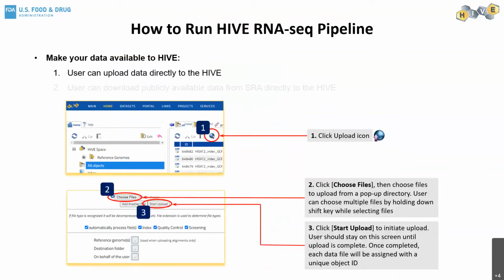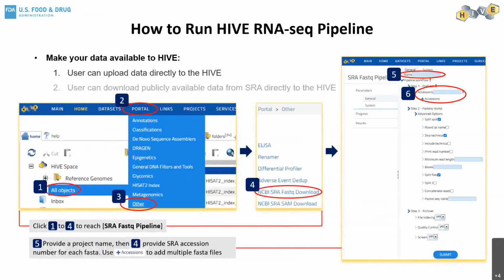And how to run the pipeline? Well, first we have to make the data available to the Hive, to the platform. We can upload the data directly to Hive. We click on the uploading icon, we choose the files from your local machine, and we start the upload. The second option, there are many other options, but the second one is to download publicly available data from a repository. In this case, it could be an SRA from NCBI directly to the Hive.